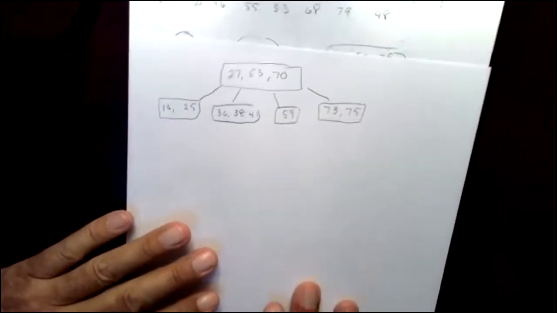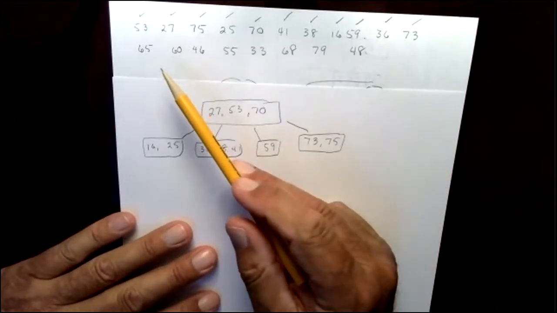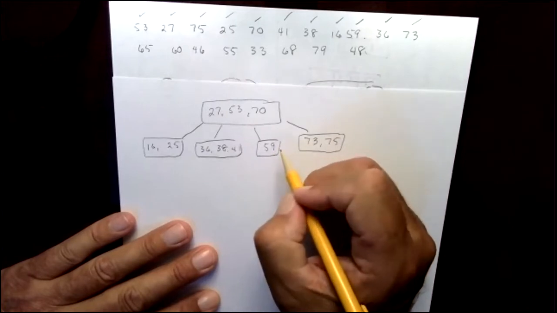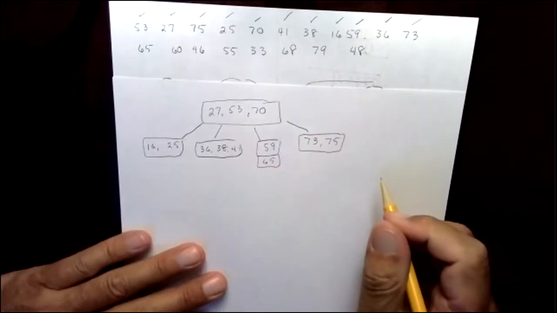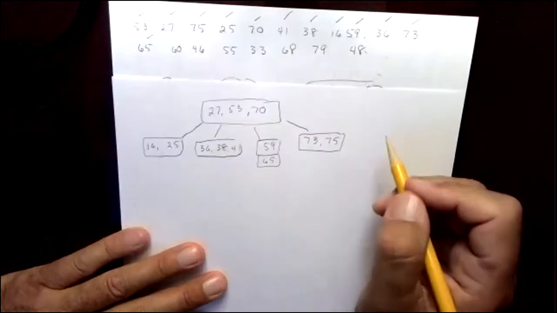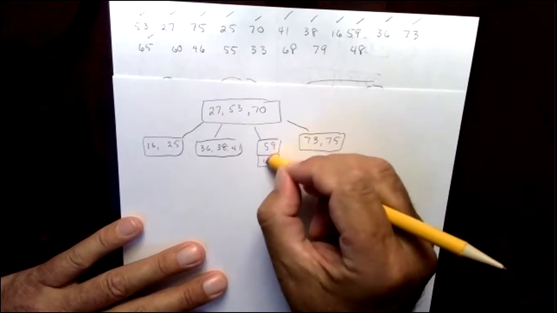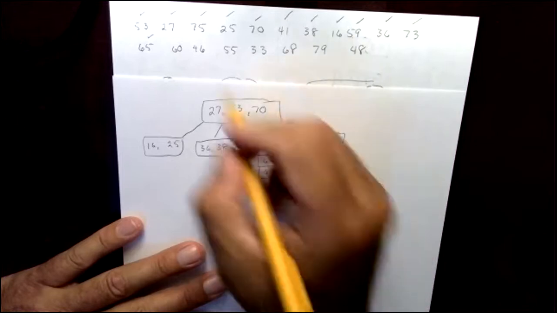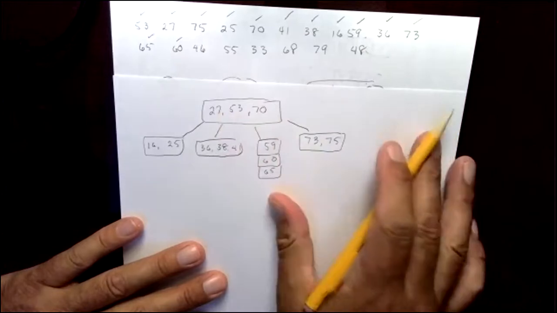Next number I want to add is 60. I just added 73. I'm sorry, the next number I want to add is 65. 65 is going to go in this node, correct? I'm just going to do it that way for now. 60 is going to go in this node as well. Uh-oh, this guy's full, this guy's full, this guy is full.